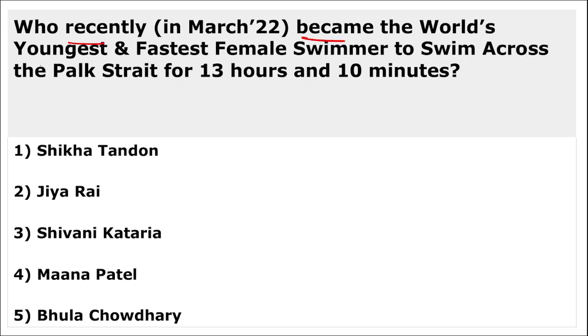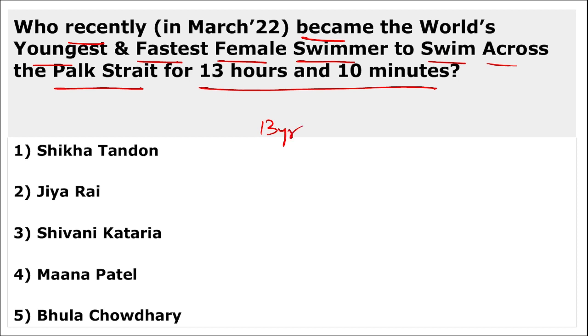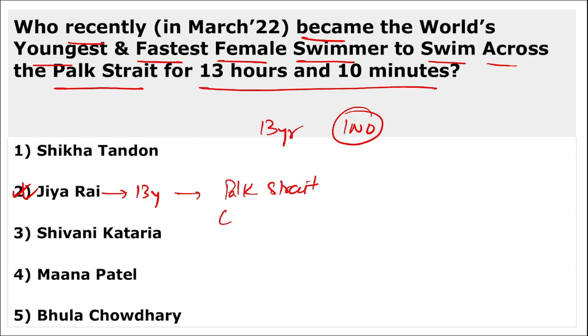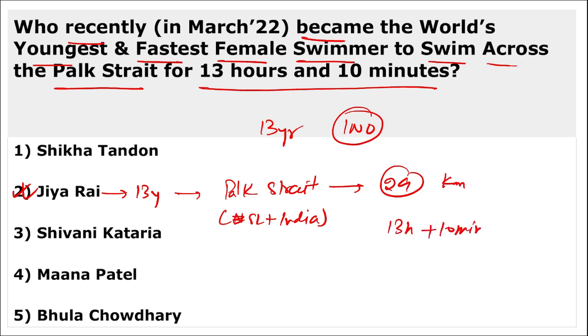Next, who recently became the world's youngest and fastest female swimmer to swim across the Palk Strait in 13 hours and 10 minutes? Remember, she's a 13-year-old daughter of an Indian naval officer. Her name is Jiya Rai. She crossed Palk Strait, which is located between Sri Lanka and India. This Palk Strait is around 29 kilometers long. She took around 13 hours and 10 minutes to cross it, and she is just 13 years old, Jiya Rai.